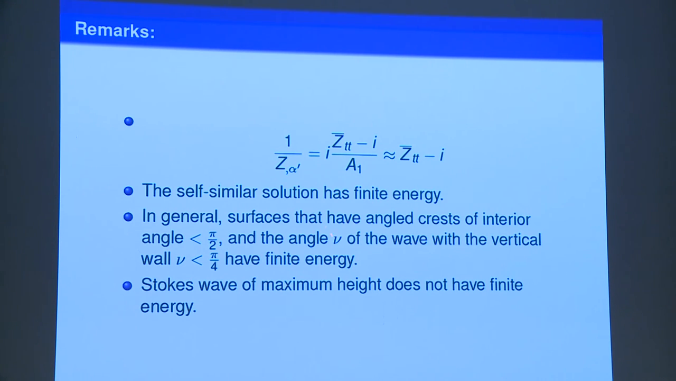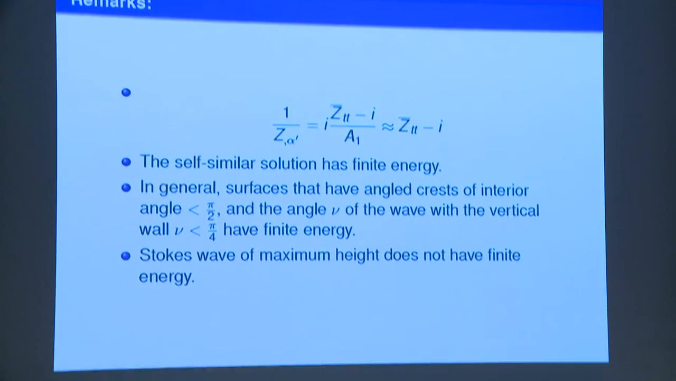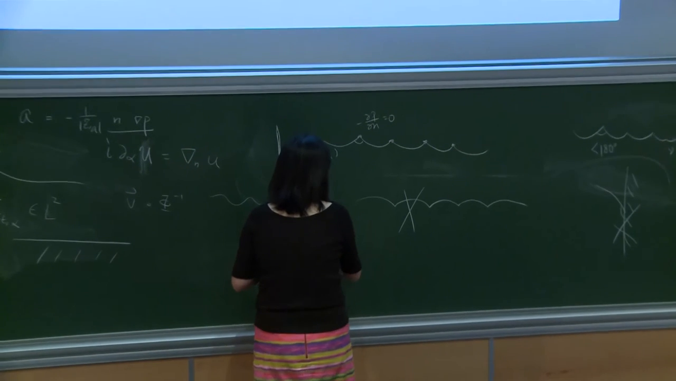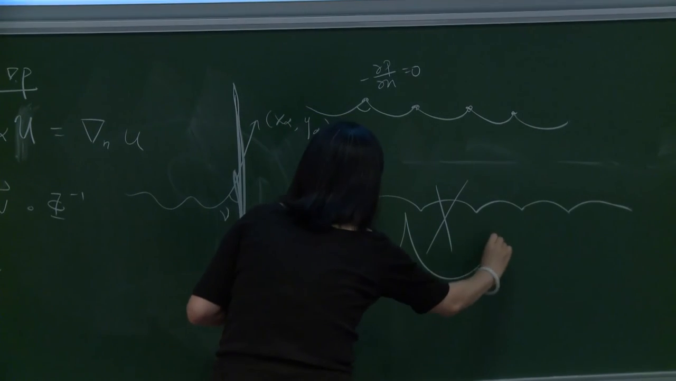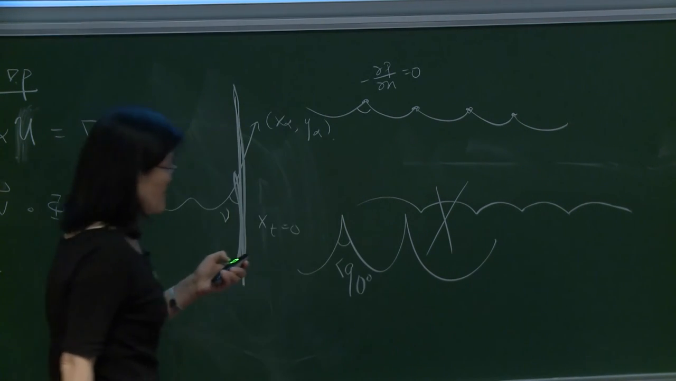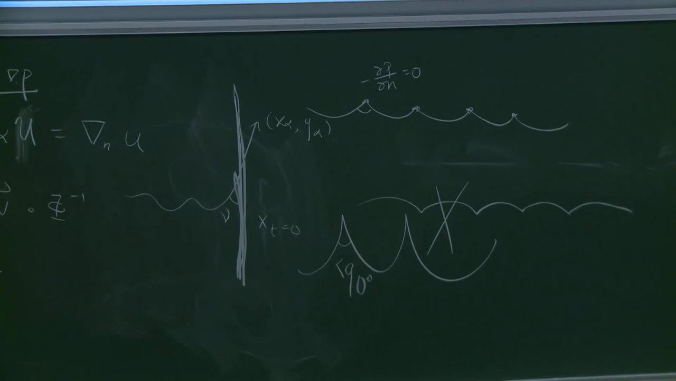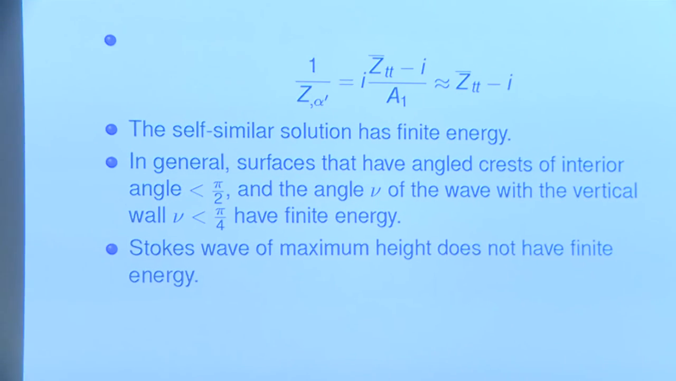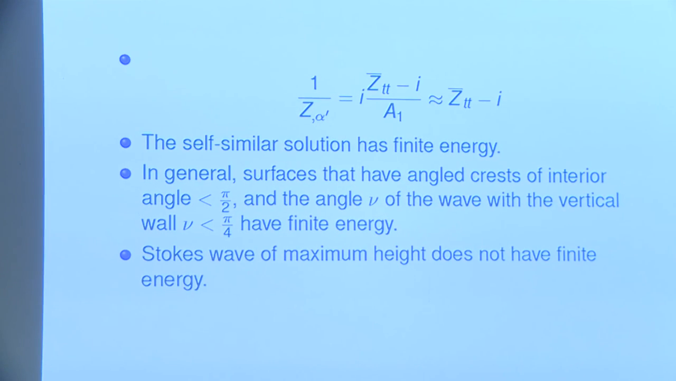I also want to emphasize that when I say this energy allows an angle crest, this interior angle in fact cannot be anywhere up to 180 degrees. In the energy, this angle has to be less than 90 degrees, same as the self-similar solution. In other words, the Stokes wave of maximum height does not have finite energy, because the Stokes wave's interior angle is 120 degrees.